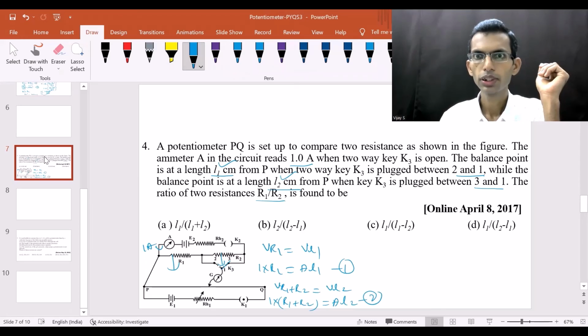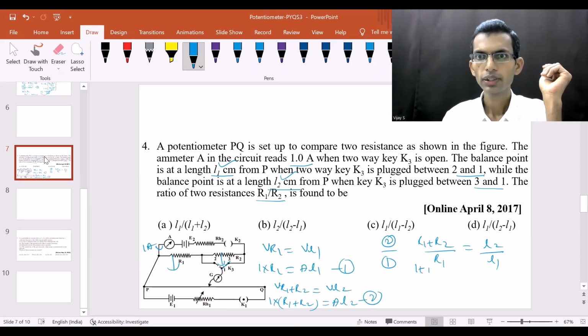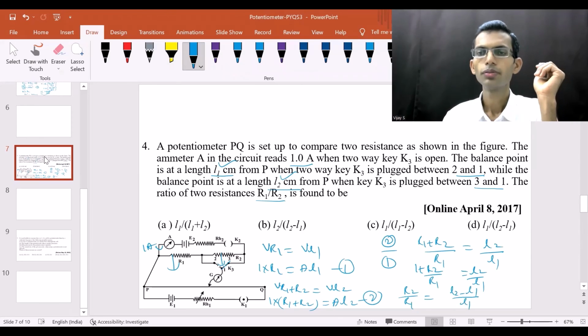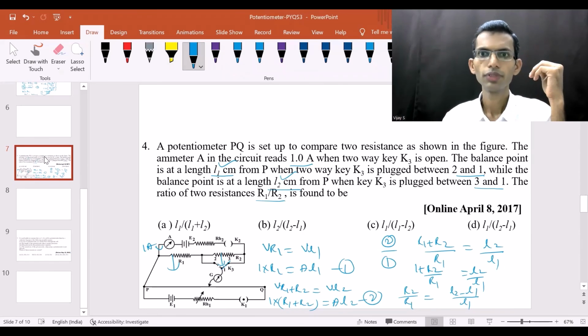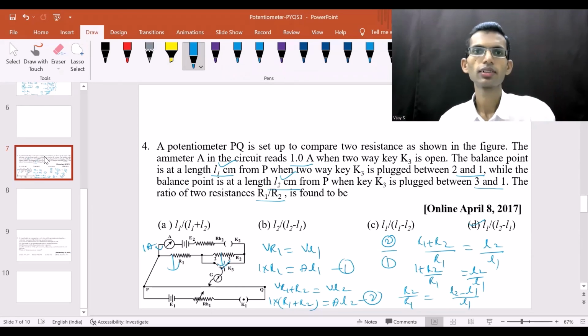So when we take equation 2 by equation 1, what are we going to get? (R1 plus R2) by R1 is equal to, right, L2 by L1. So 1 plus R2 by R1 is equal to L2 by L1, same. So when we take 1 that side, R2 by R1 is equal to L2 by L1 minus 1, which is nothing but (L2 minus L1) by L1. That means R1 by R2 is equal to how much? Reverse of this: L1 by (L2 minus L1). Which option satisfies? L1 by (L2 minus L1). So D. So D is the answer, right? Let us move to next question.